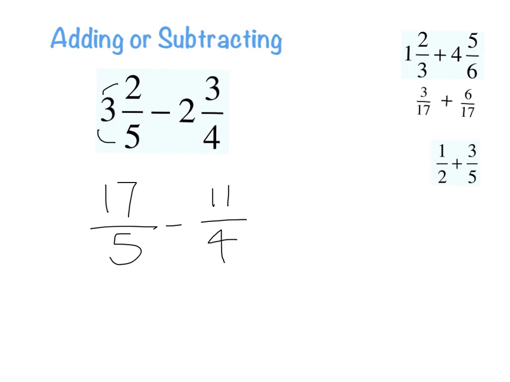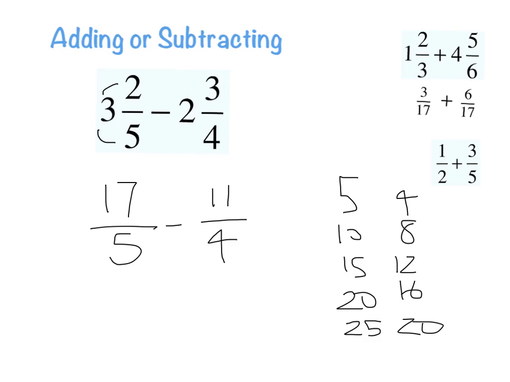Again, I'm trying to find a lowest common denominator. So I do it by writing out my common denominators. So 5, 10, 15, 20, 25. 4 ones are 4, 2's are 8, 3's are 12, 4 4's are 16, 4 5's are 20. There we go. I knew 20 off the top of my head. The more you practice this, the more you will.